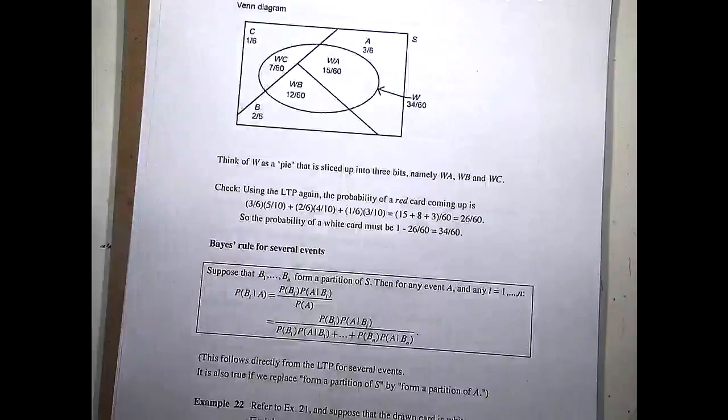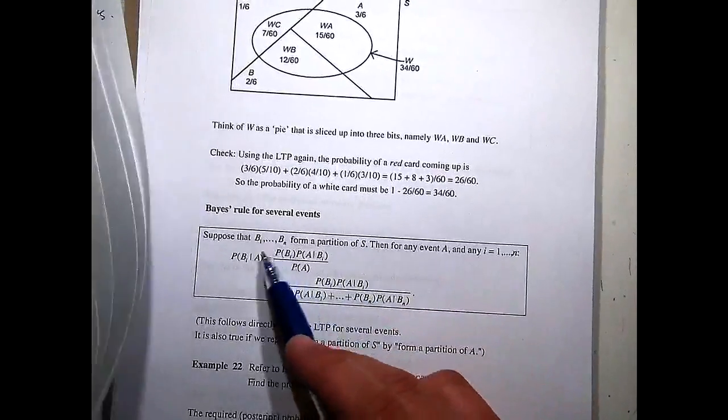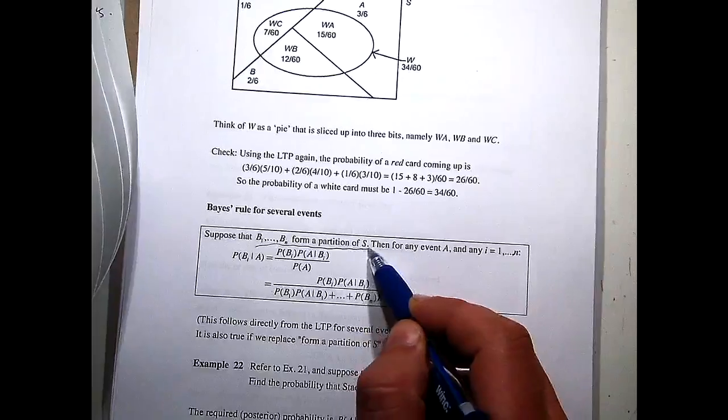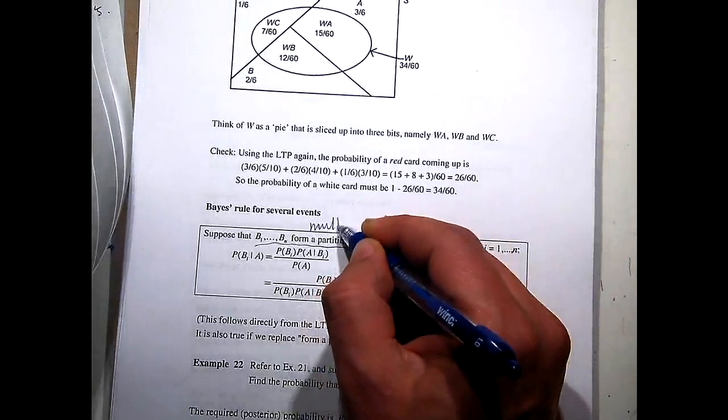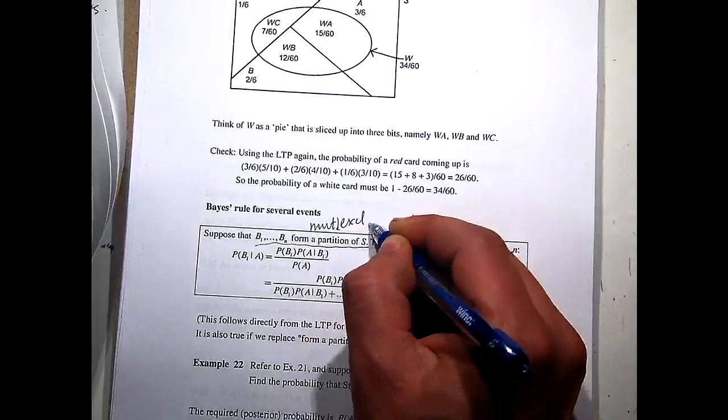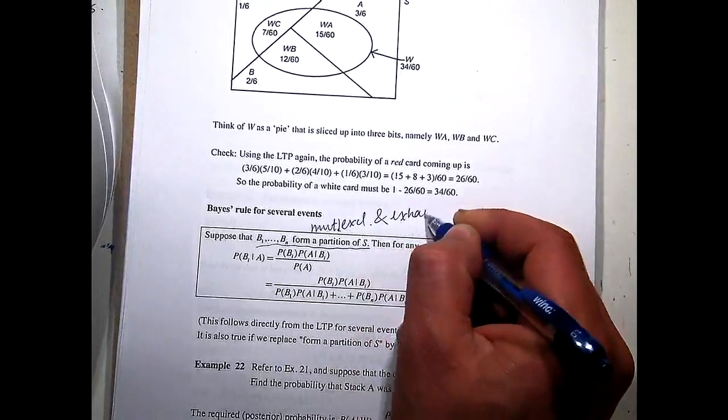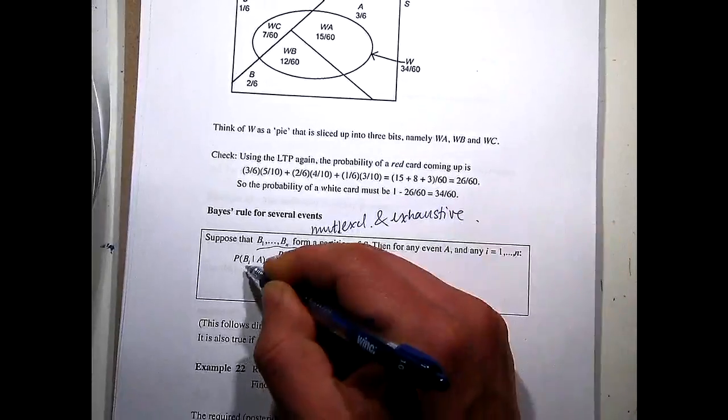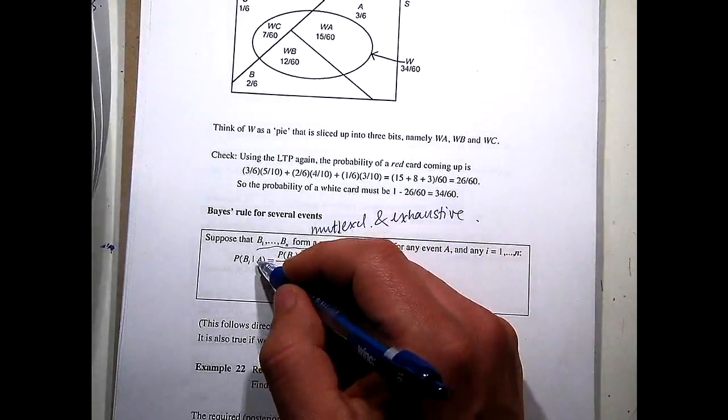So this generalizes to several events, because this is exactly the same. I'm going to point to that: Bayes' rule for several events. Suppose that B1 up to Bn form a partition of events. So this is our famous word, mutually exclusive and exhaustive. Then the chance of a particular one of those exhaustive events happening given A.